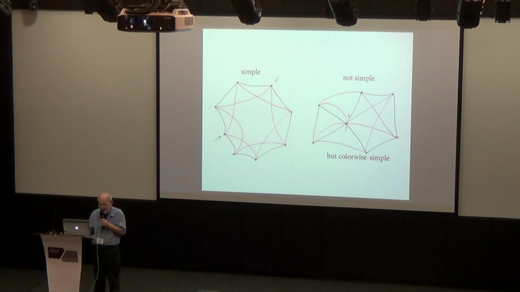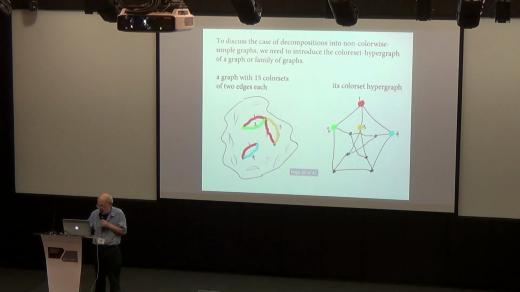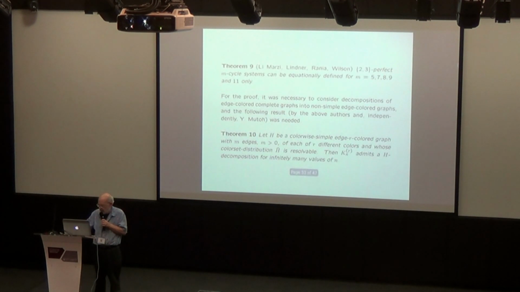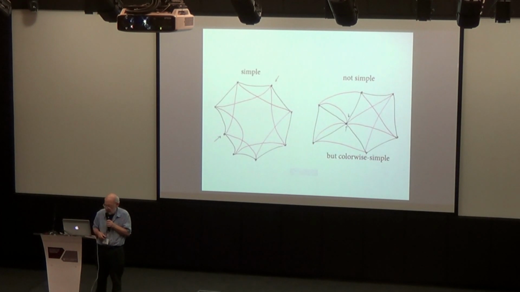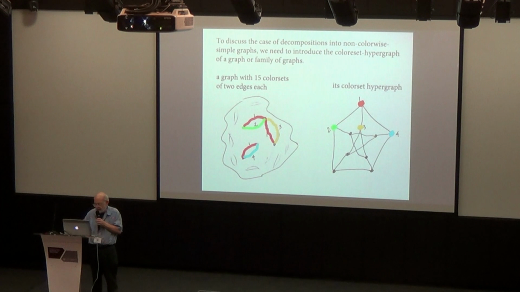And a graph like this was important in a result I'll mention in a minute. I didn't think it was interesting to consider decompositions into non-simple graphs. But colorwise simple, it came up in a problem. It was necessary. So now I'm talking about graphs which are not colorwise simple.